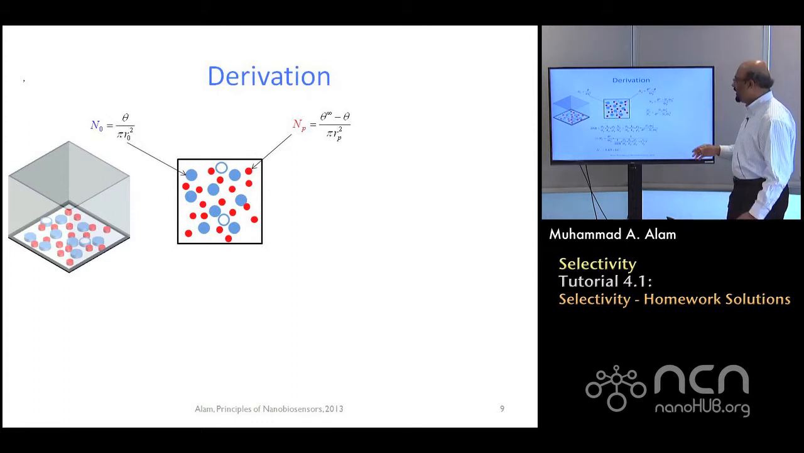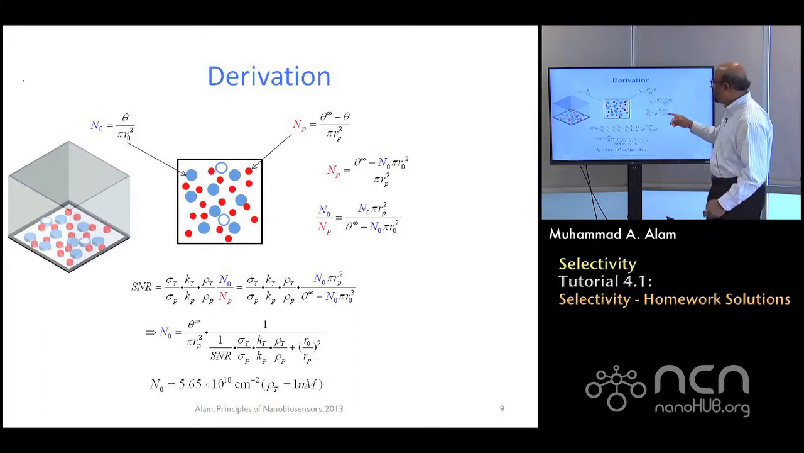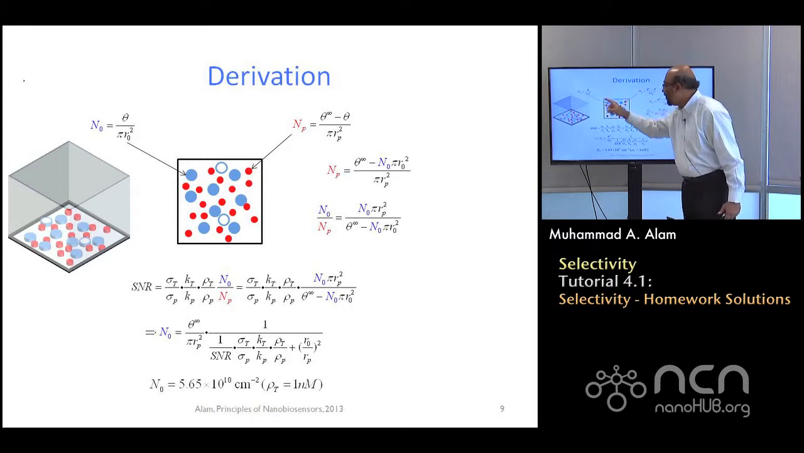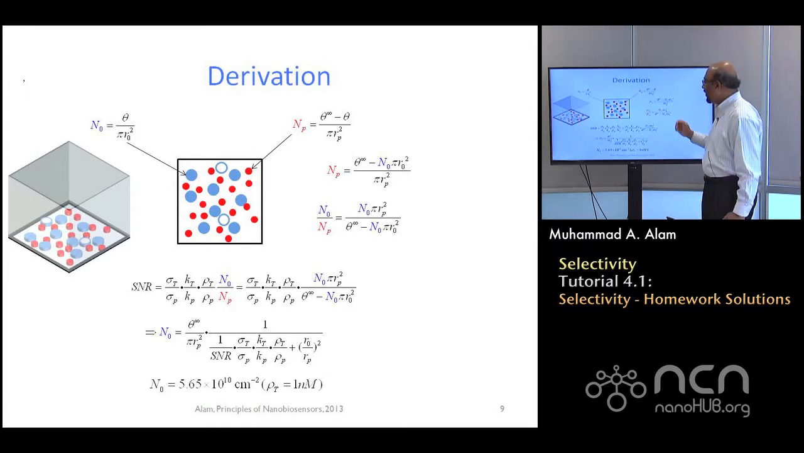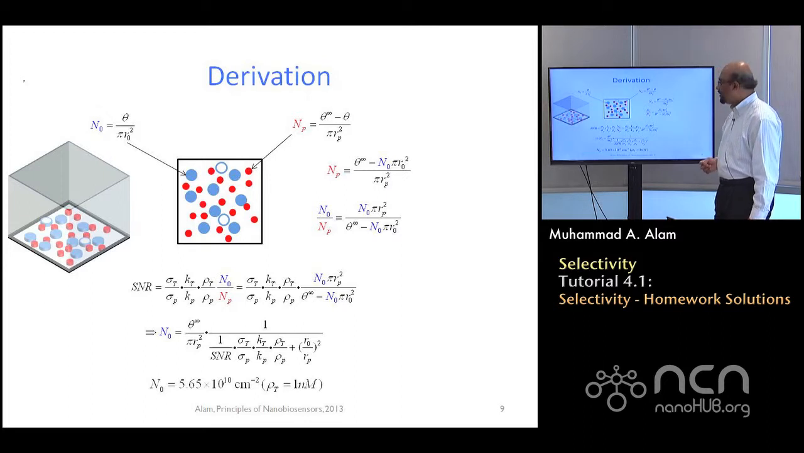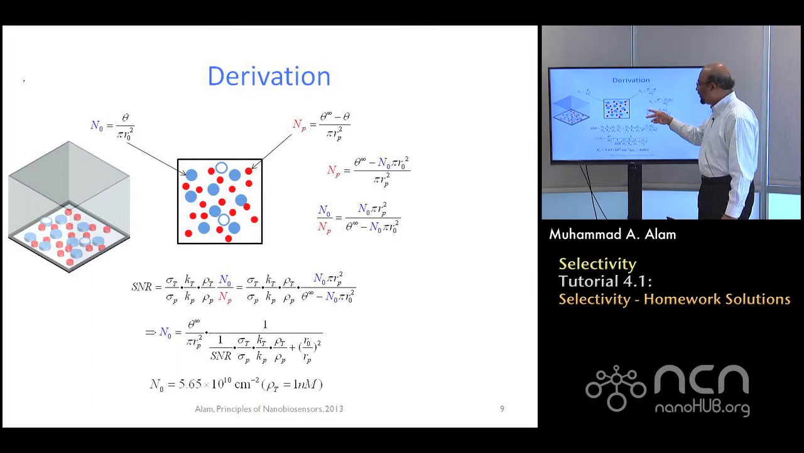All right, so it's very easy then. What you need to do is, for example, in theta here, you substitute this quantity in here, solve for it, and it gives you the number of blue molecules that were captured, divided by the number of parasitic molecules that have been captured. And of course, this is related to signal to noise ratio.